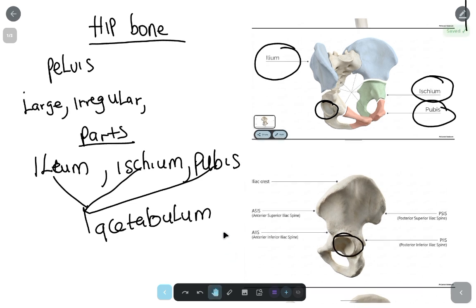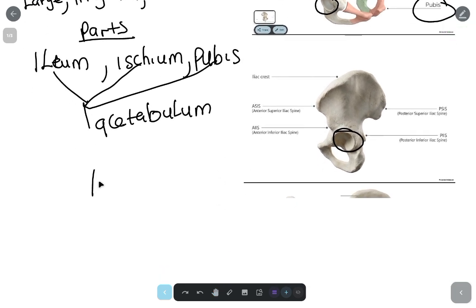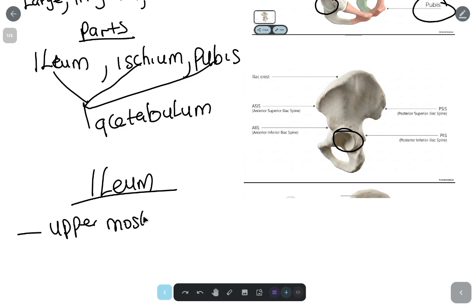So let's start with the ilium. So we have the ilium. What is the ilium? The first thing you have to know is the ilium is the uppermost and largest part of the pelvic bone. So we have the hip bone, and this hip bone is made up of three parts. The first point you have to know about the ilium is that it is the uppermost and it is the largest part of the hip bone.